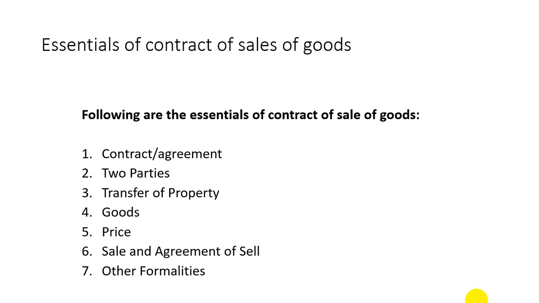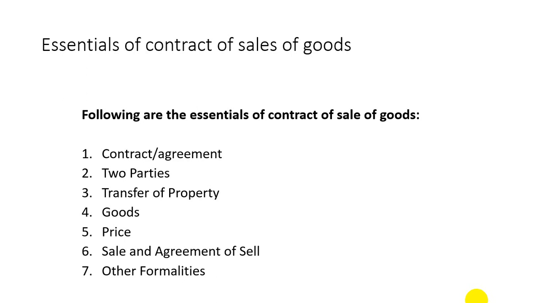We have already made it quite clear in our first few lectures the difference between contract and agreement. A legal agreement can be a contract because there were two types of agreements, social agreement and legal agreement. So a legal agreement can be called a contract, but a social agreement cannot be included in the category of a contract.